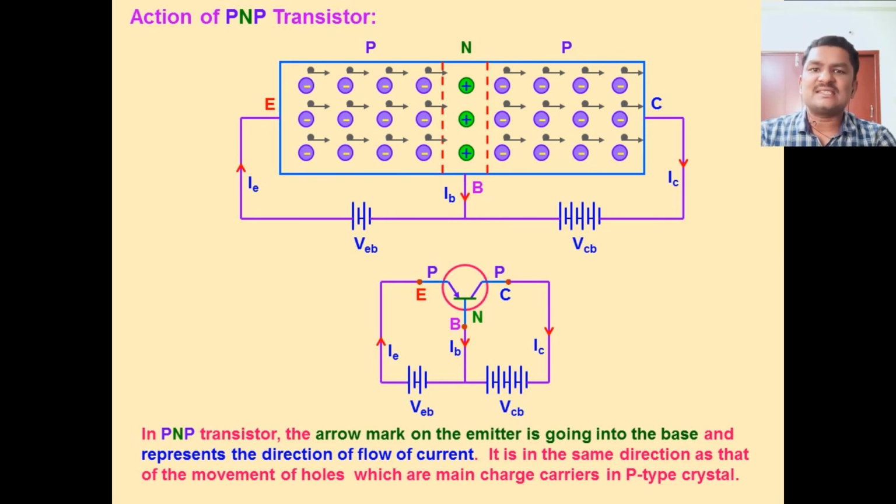In the PNP transistor, the arrow mark on the emitter is going into the base and represents the direction of flow of current. It is the same direction as that of movement of holes, which are majority charge carriers in the p-type crystal. So the majority charge carriers in p-type semiconductor are holes and the emitter is heavily doped. Because of that, there is a drift of these positive charge carriers into the collector region.